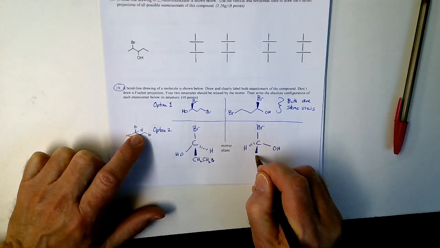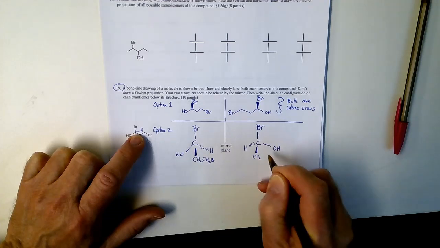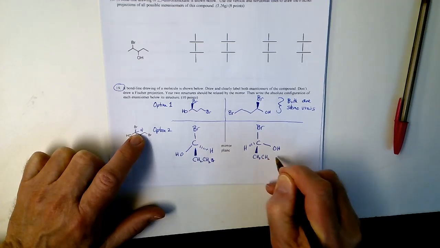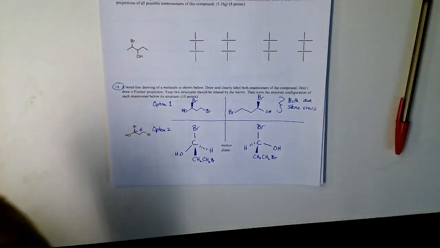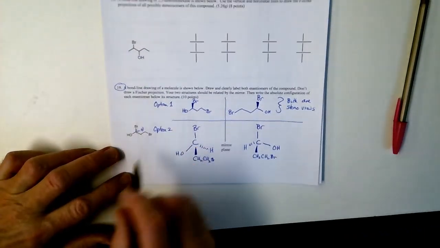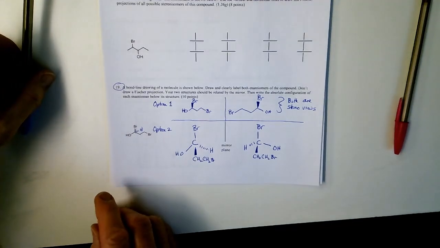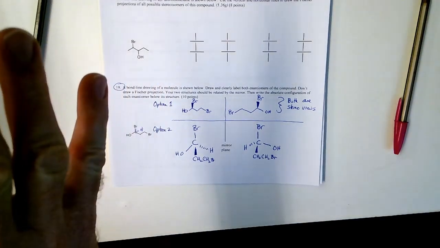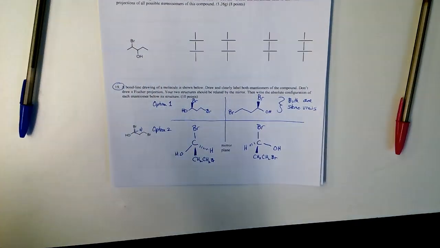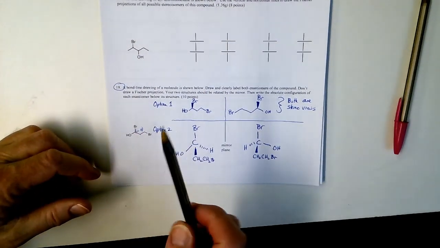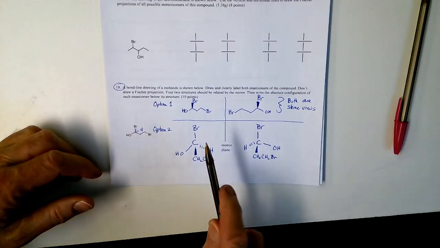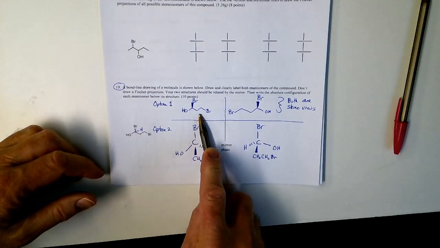And then this one right here, CH2, CH2, Br. Okay, there's option 2. Stop and see if you're following both of those. I'm just curious, which one do you think is easier? The top one? Okay, that's fine.